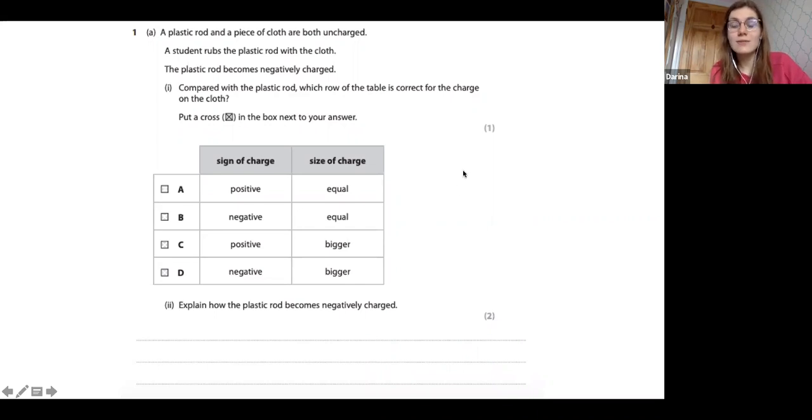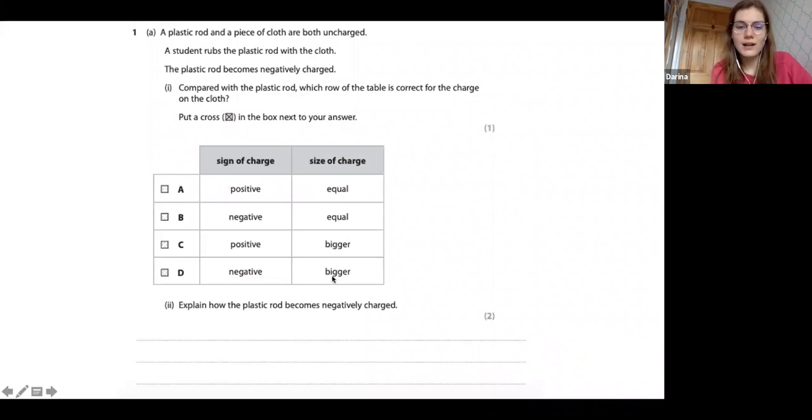Now, considering the size of the charge, remember that if you transfer electrons from one object to the other, that creates a positive charge of the same size as the negative charge we have in the negatively charged object. So the size of the charge would be equal. So your correct answer here is A.